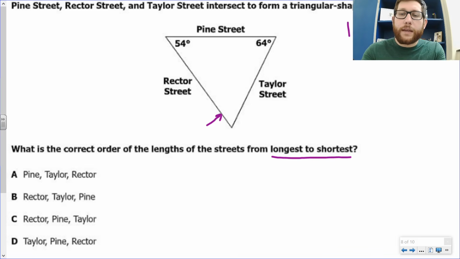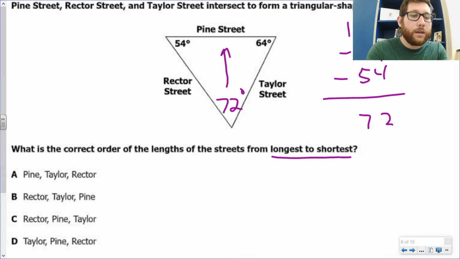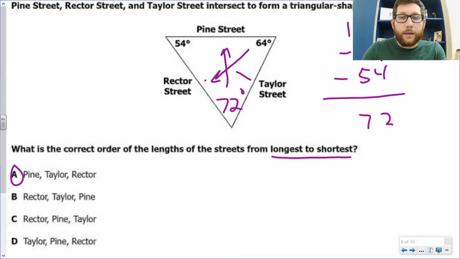We're going to say, okay, 180 minus 64 minus 54, okay? And I'm going to subtract both those out, and I'm going to see what I get. So I should get 18 minus 11, that's going to be 7. I should get 72 degrees, so that 72 is going to go right here. All right, so I've got 72 degrees. Now that I know my angles, now I can put my streets in order. They went longest first, so that should be Pine. And then medium one should be Taylor.